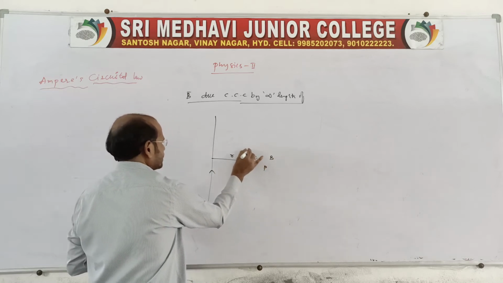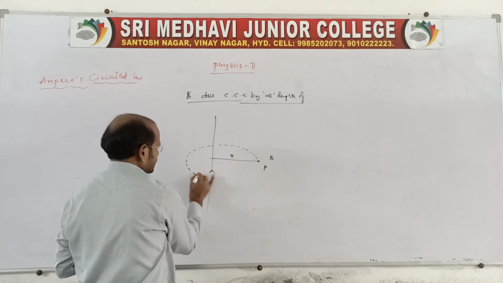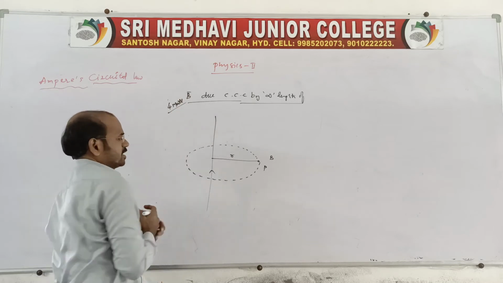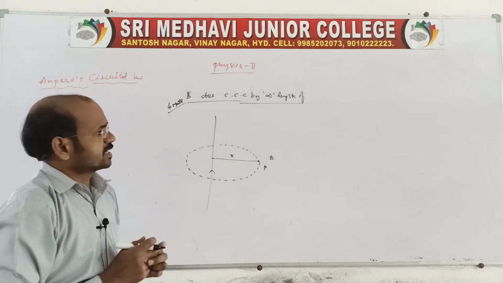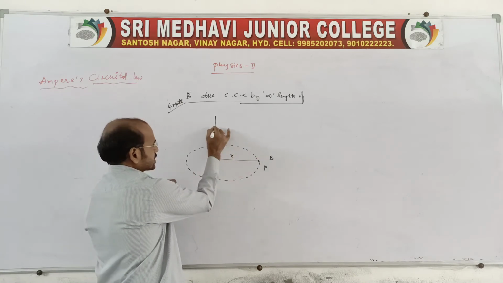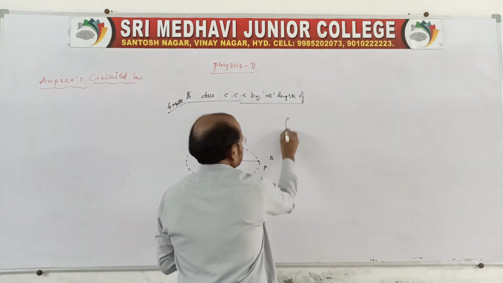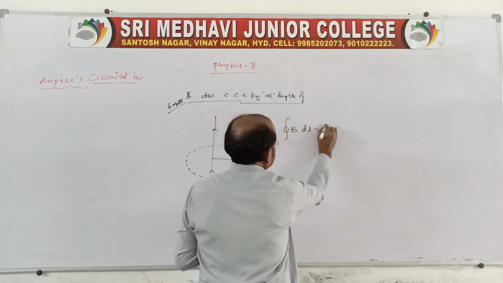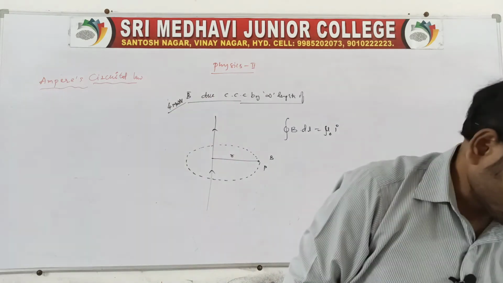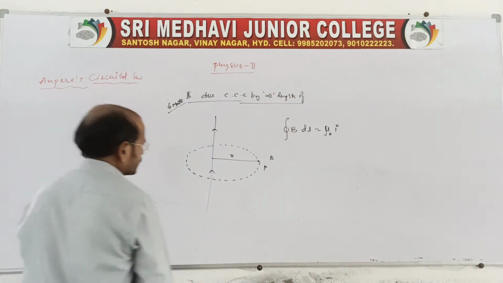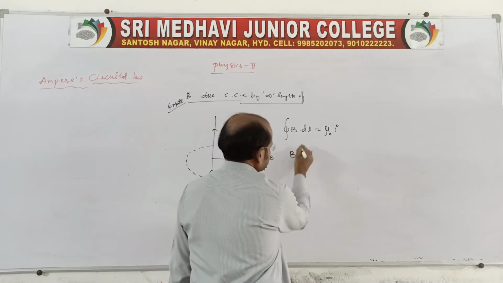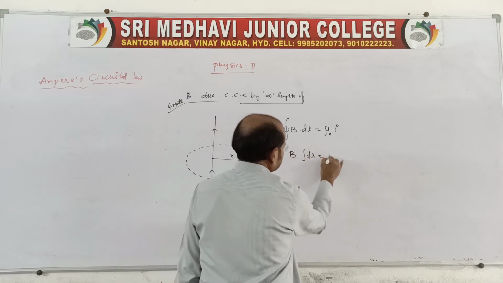Therefore, construct a concentric circle like this. This is for 4 marks. Ampere's circuital law gives the relation for an infinite length conductor. In a closed loop there is a current carrying conductor. According to that, the closed integral of B dot dl is equal to mu naught I, because only one current carrying conductor is there. Now the integral of B dl is equal to mu naught I.